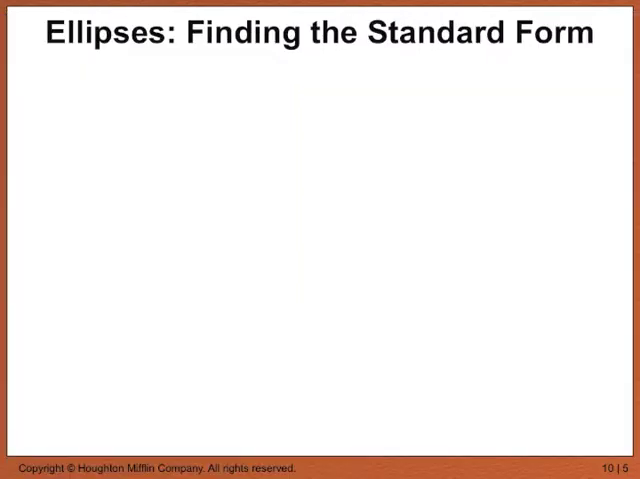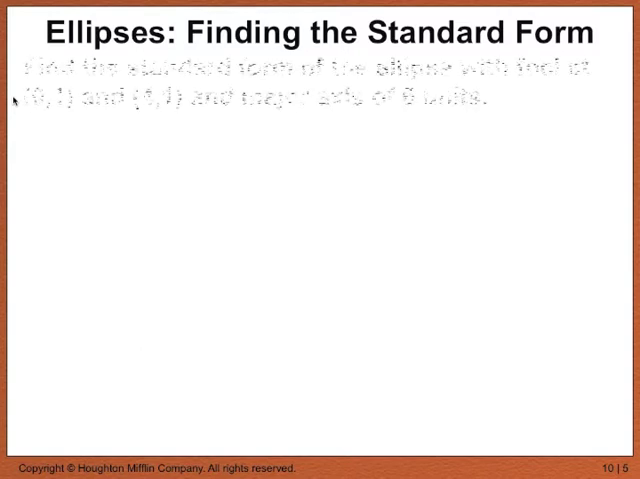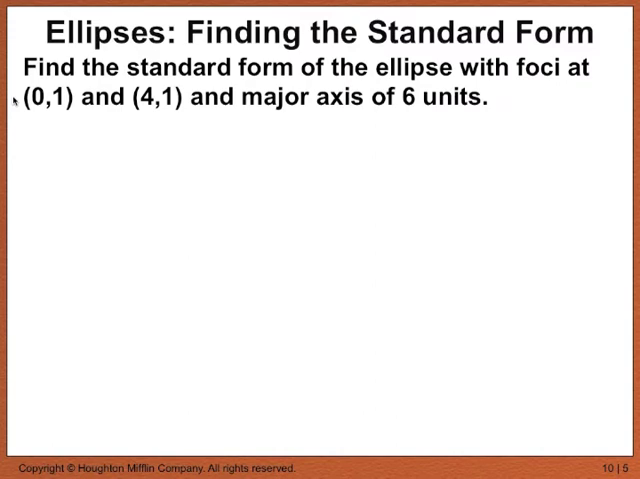Now we're going to talk about finding the standard form for ellipses. In applications where you're trying to find the standard form, basically what you have to do is see what information you're given, and then use that information intelligently to find the information you're not given. All right, let's look at a specific example. We're going to find the standard form of the ellipse with foci at (0, 1) and (4, 1) and major axis of 6 units.